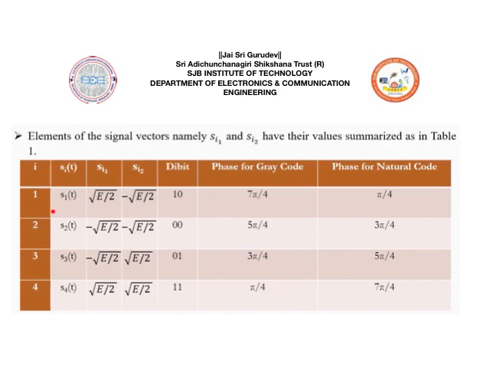It means for s1 of t it will be 7 pi by 4. For s2 of t it will be 5 pi by 4. For s3 of t it will be 3 pi by 4. For s4 of t it is pi by 4. Like this, the phase for the natural code and the phase for the Gray code can be written and summarized by means of this table 1.